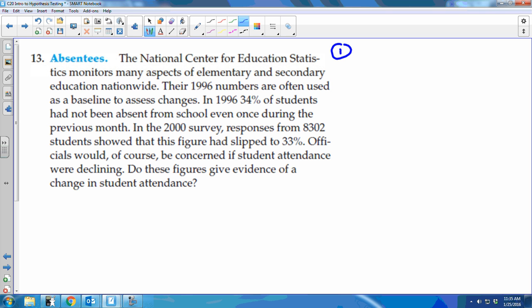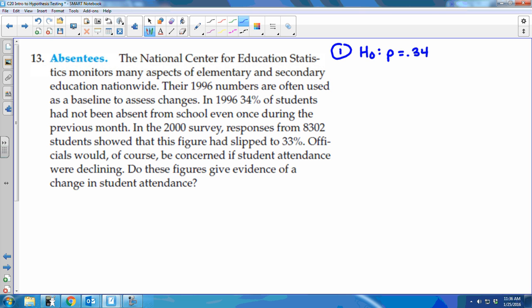You've got to do the hypotheses. So what is our null hypothesis going to be? 0.34. P equals 0.34. It is very important that you have all of those things I just wrote. You can't write the null hypothesis is 0.34. That's not anything. Your null hypothesis is that the population proportion is 0.34. There has been no change.